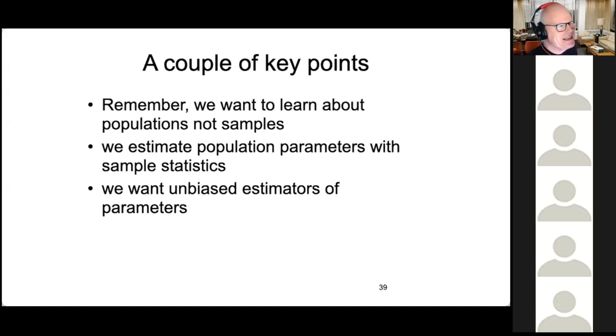So to get an unbiased estimator, the beautiful thing about unbiased estimators is that the mean, X bar, is an unbiased estimator of mu.